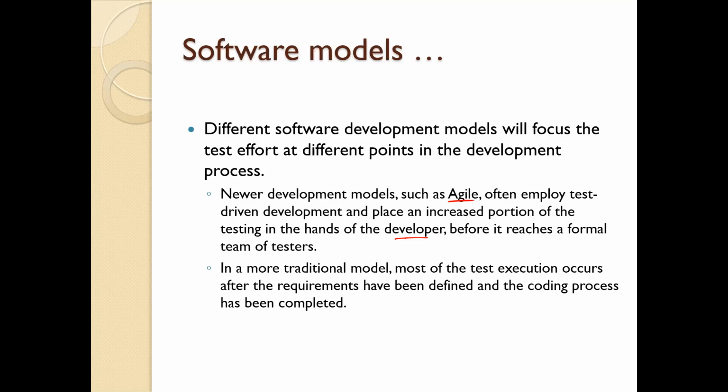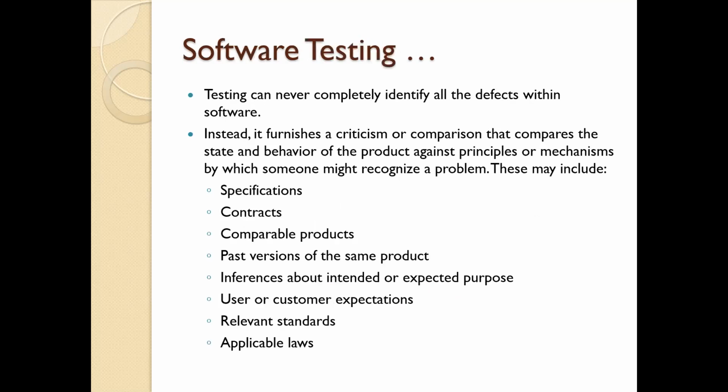In a more traditional model, most of the test execution occurs after the requirements have been defined, and this has been said already. Okay. Testing can never completely identify all defects, right? That's not feasible. Humans make mistakes, whether syntax or logic, or you just never thought of something. And so it's going to be very hard to make it perfect.